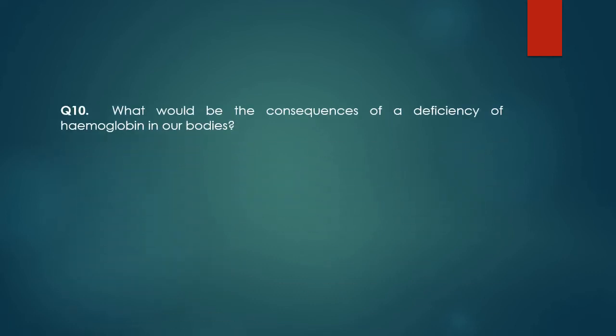Next, what would be the consequence of a deficiency of hemoglobin in our bodies? Hemoglobin, a very crucial and important thing. Hemoglobin is a kind of pigment like structure as in chlorophyll. It is a protein structure where the globin part is the protein and the heme part means the iron is there. That helps to bind the oxygen. It will form oxyhemoglobin.